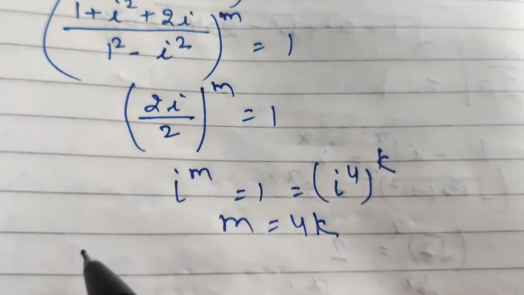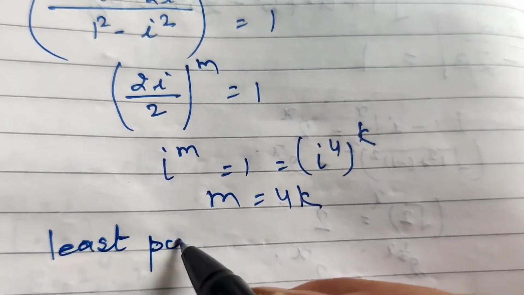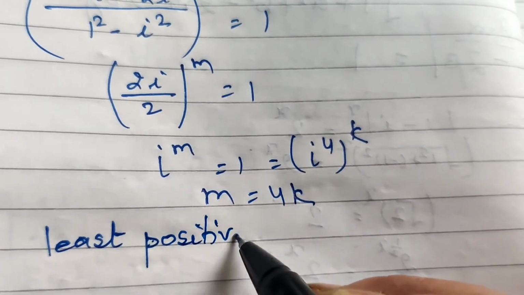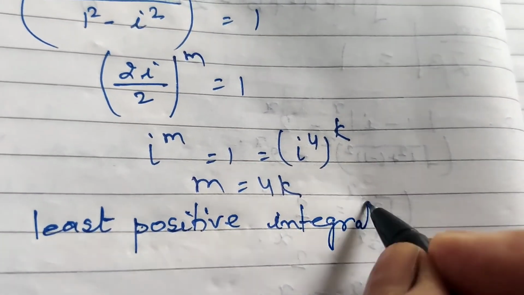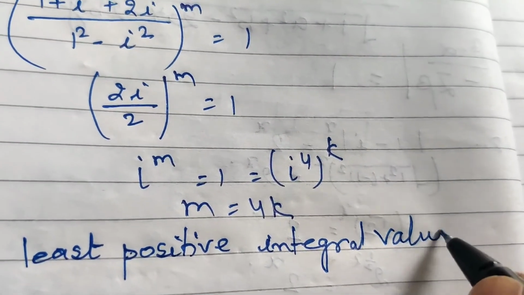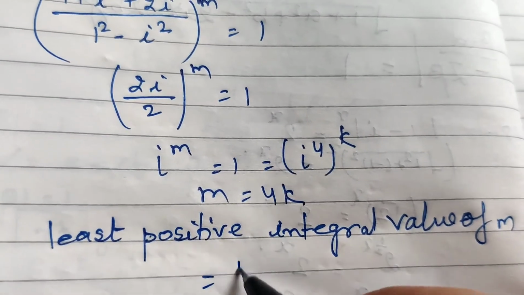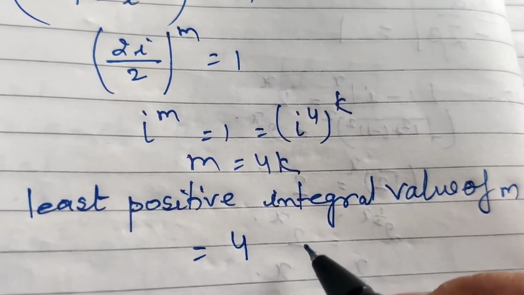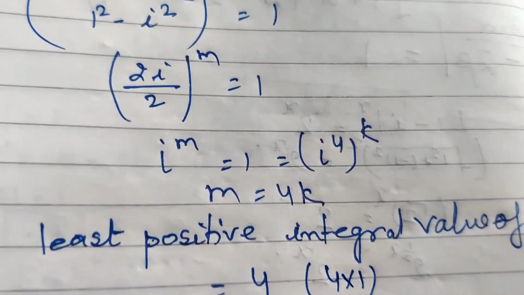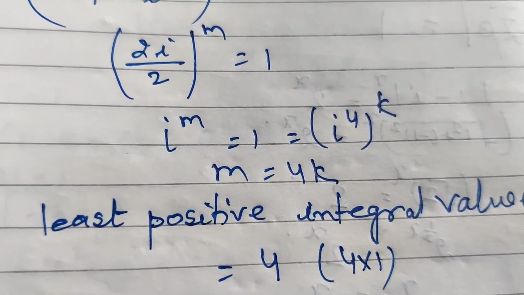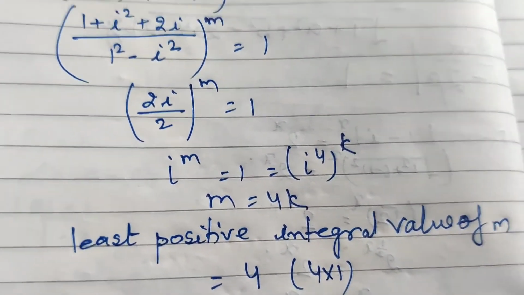The least positive integral value of m equal to 4 into 1. Here we can write 4 into 1, where 1 is the least positive integer, therefore the least positive integral value of m is 4. Okay.